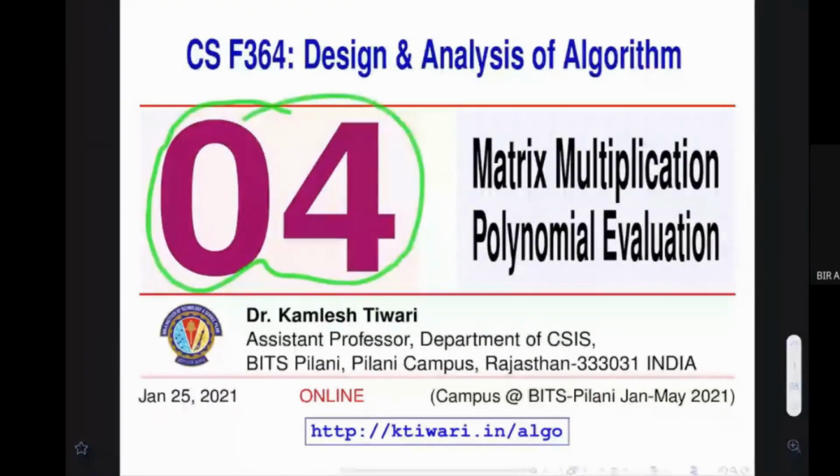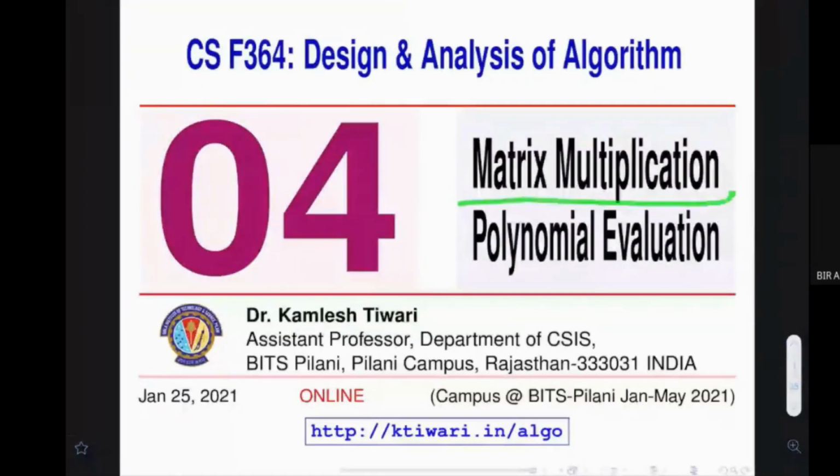In this session, we are going to talk about matrix multiplication and polynomial evaluation. We will see what a polynomial is, what we mean by polynomial, how we can represent it in the computer science domain, and how we can evaluate it. So today's agenda is to talk about polynomial evaluation and the matrix.